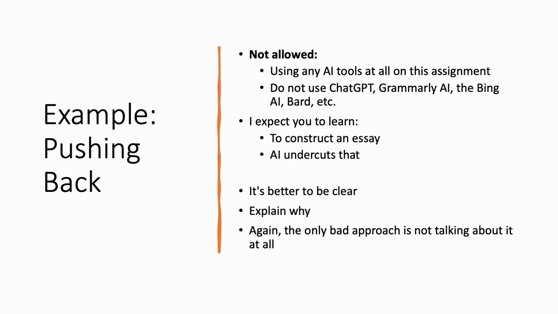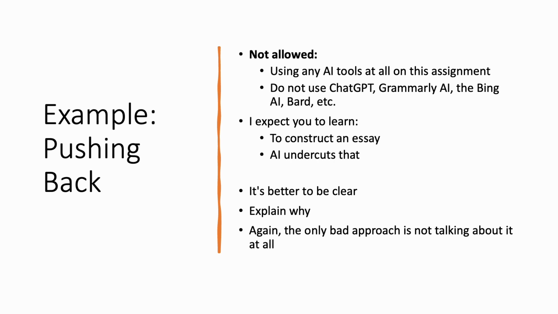Okay, so maybe you're on the opposite end of the spectrum here. Maybe you don't want AI in your classroom at this time or on this particular assignment. Great. I think it's better to be clear, right? It's better to say up front, put it in the instructions, any of these things. Say, you are not allowed to use AI tools on this assignment. Don't use ChatGPT. Don't use anything else, right?